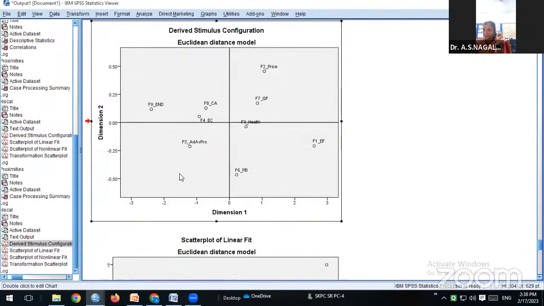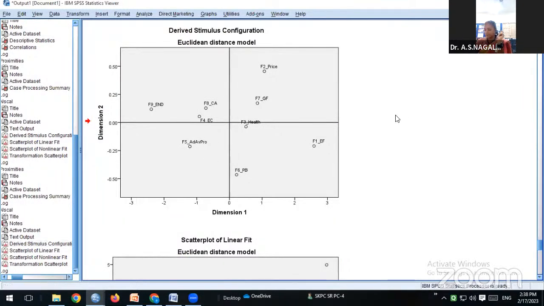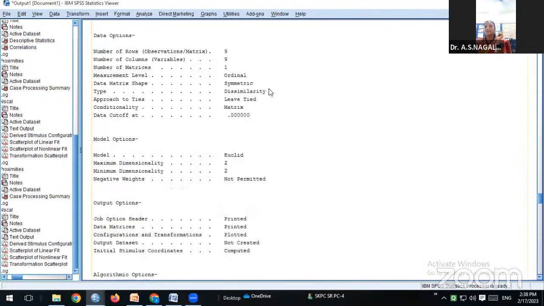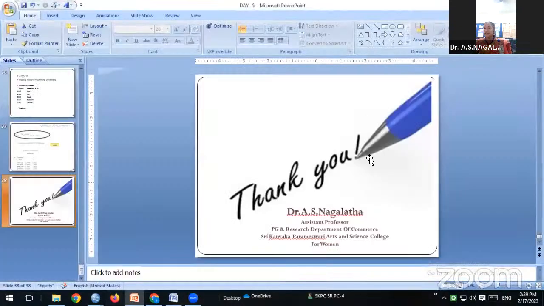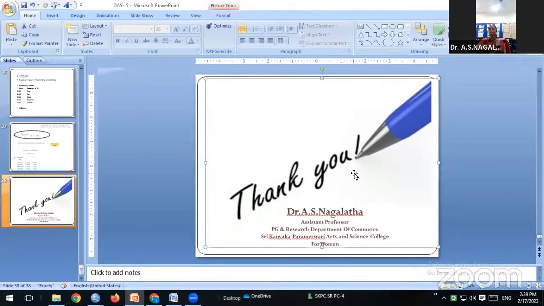Here only this particular map and the values R and R square, the stress and the R square value, you will be considering for explaining this multidimensional scaling. Okay, so with this, I'll end. Do you have any doubt? Let me know.